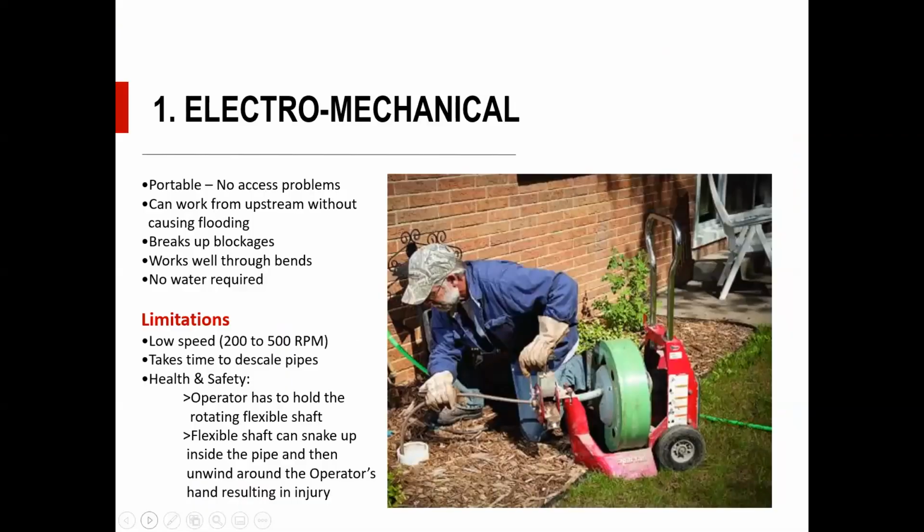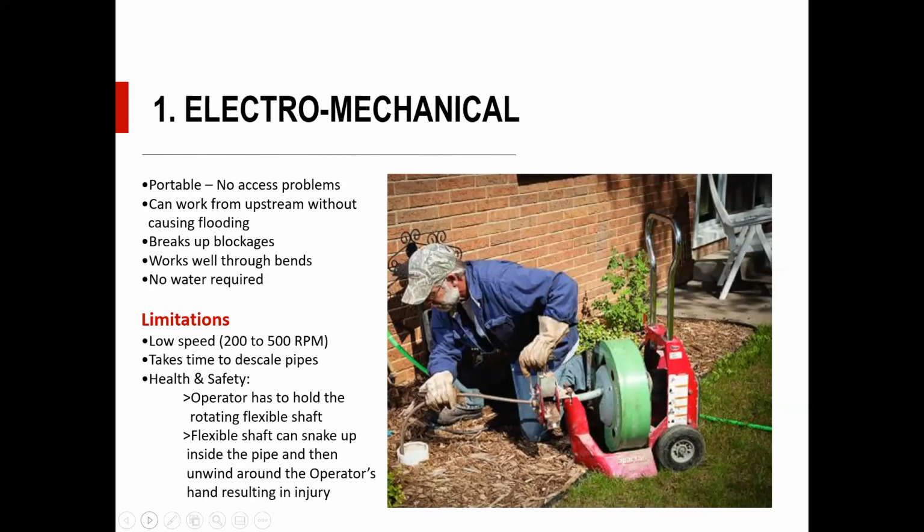So the first way, which is probably one of the traditional ways of cleaning pipes, is what we call electromechanical. This involves the operator using a mobile machine. It works on electricity, and inside the green drum there's a flexible steel cable, and on the end of that cable we have an attachment that takes different types of cutting equipment. Very easy to move around.